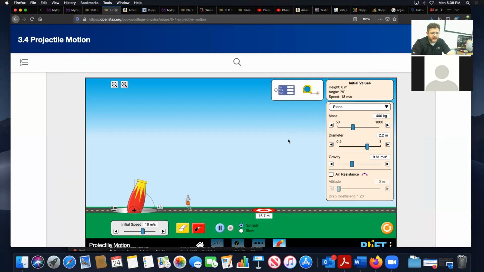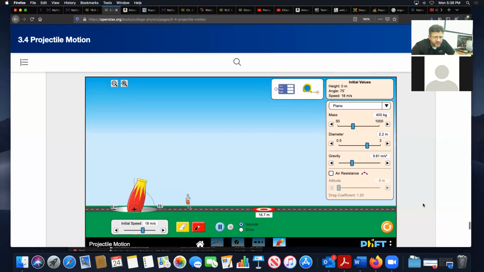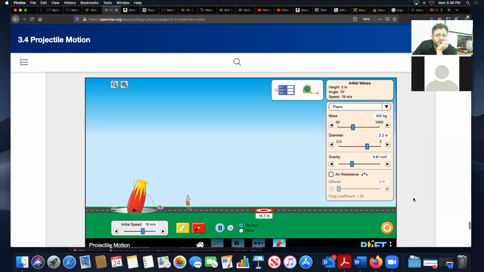So let's see, how do I fire it? Where's the fire button? Is it this button? Must be this button. There we go. Hey, look at that. Boom. I won because I hit the target. That was pretty good for the first try. I did 75 degrees and I hit the target at an initial speed of 18 meters per second, right?